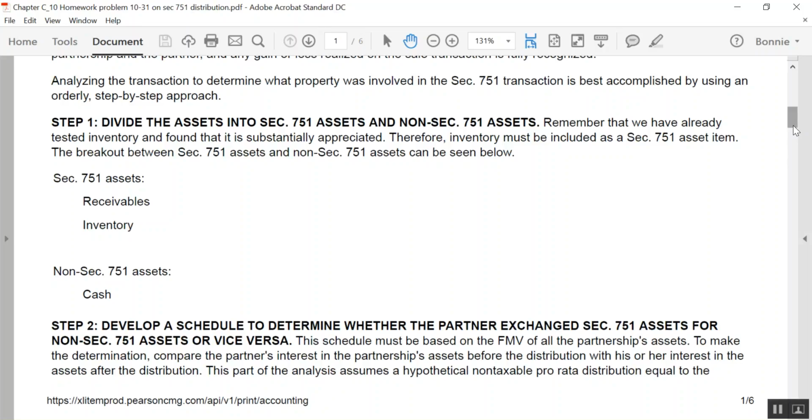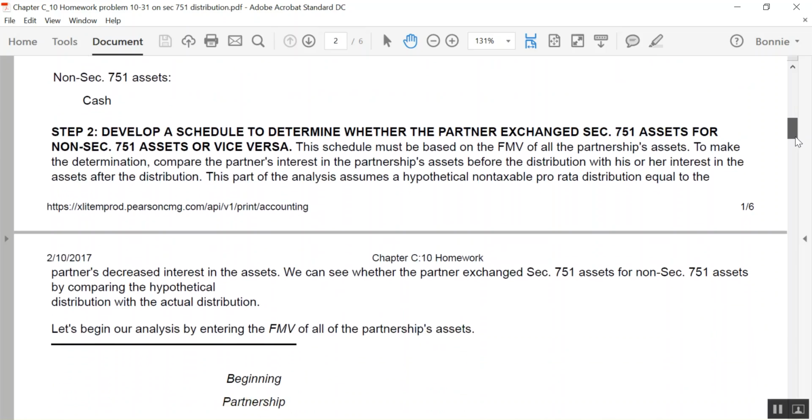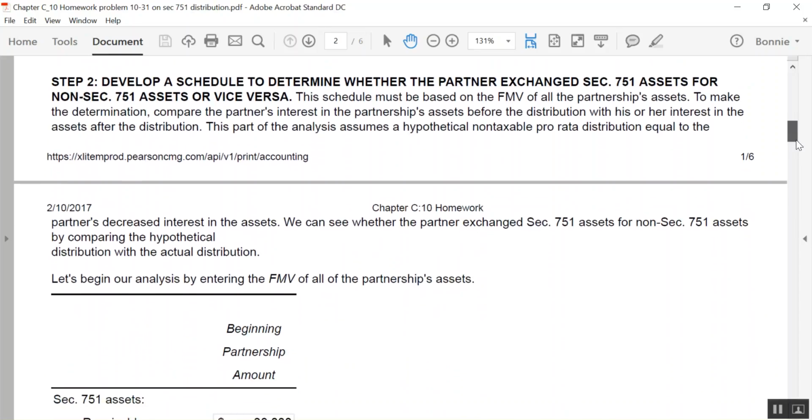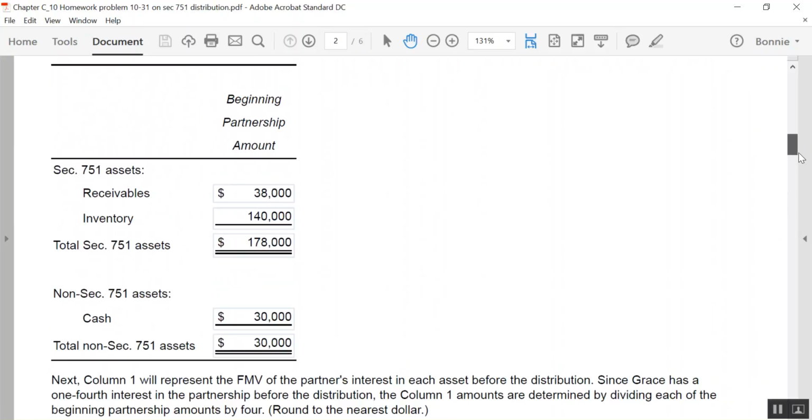First, in the very first column, which is considered column 0, you divide your assets into those that are 751 assets and non-751 assets. We're going to do that first. And remember, you do this at fair market value. Everything that you do in this table, for all of the columns, is going to be at fair market value.